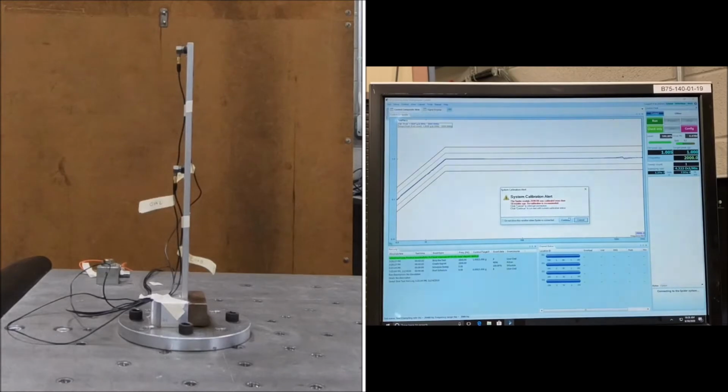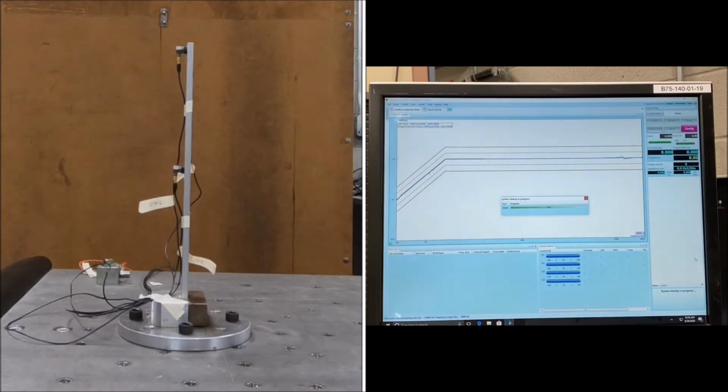And we're going to just disregard that advisory. And we are moving on. The screen should clear. And we're going to start to see input. Input channel change.